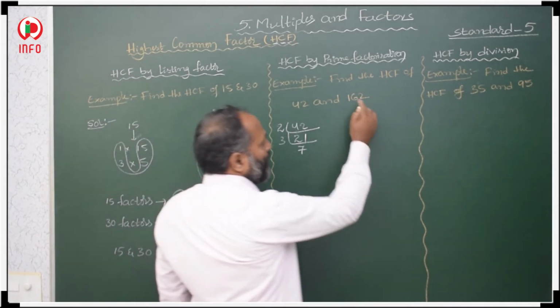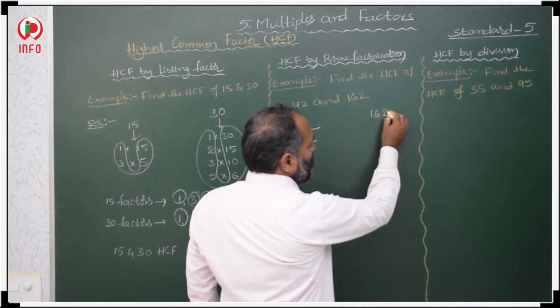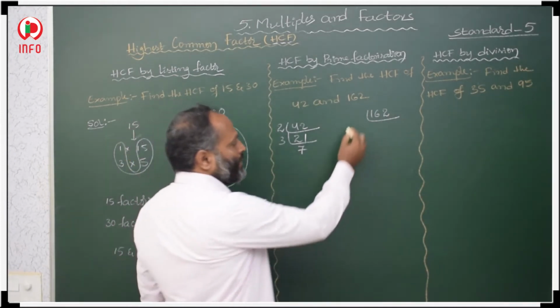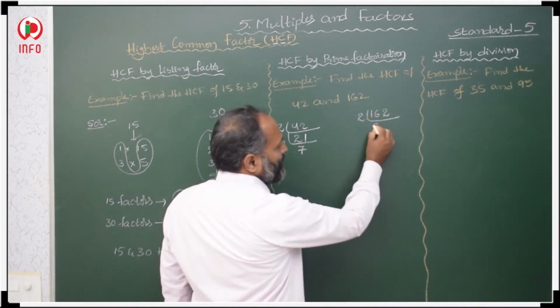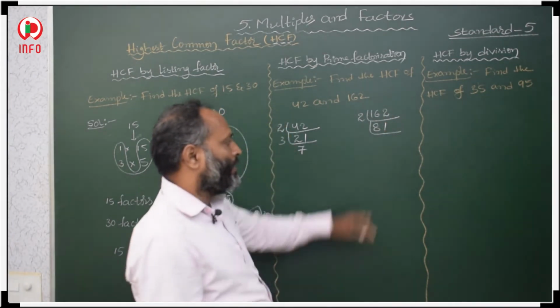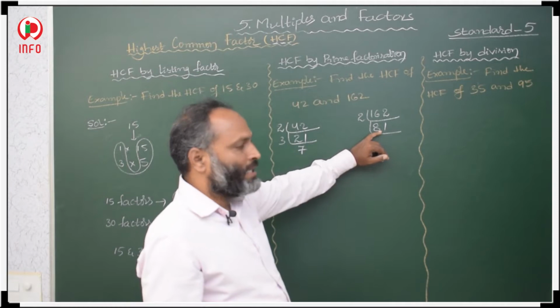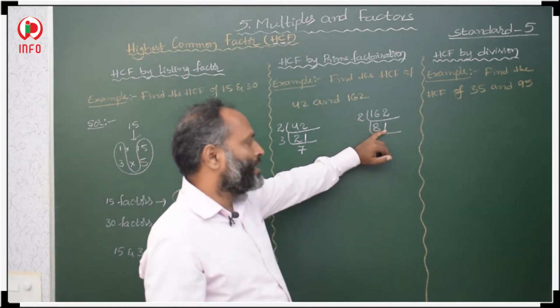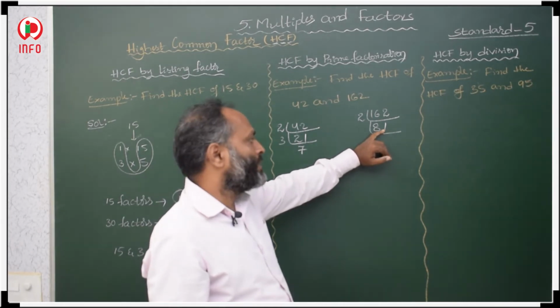Then after that, 162 is an even number, so take 2. 2 eighty-ones are 162. And after that, 81 is an odd number, so it is divisible by 3. How? The sum of the digits: 8 plus 1 is 9.